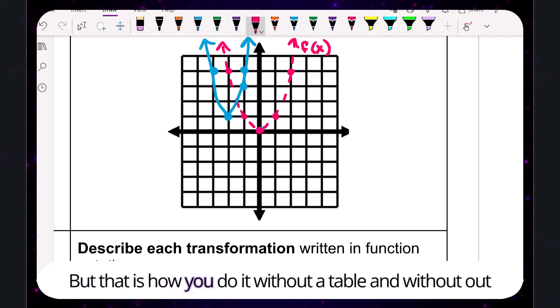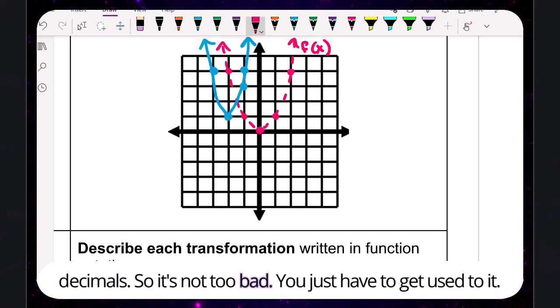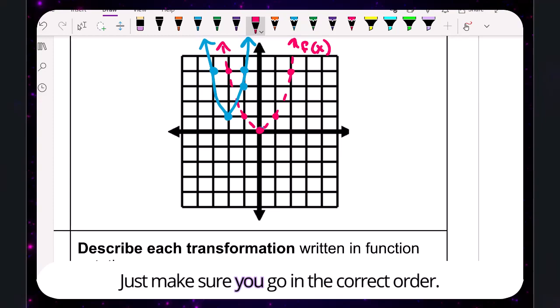But that is how you do it without a table and without Desmos. So it's not too bad. You just have to get used to it. Just make sure you go in the correct order.